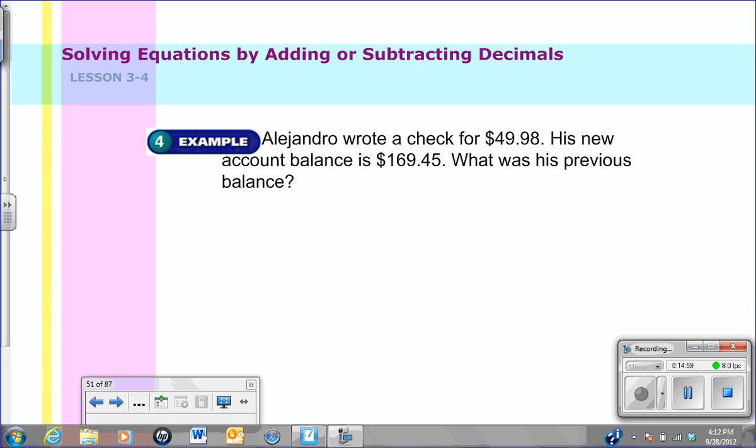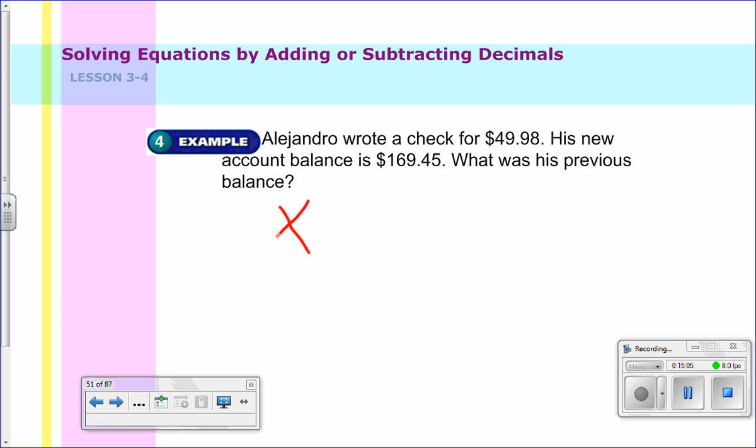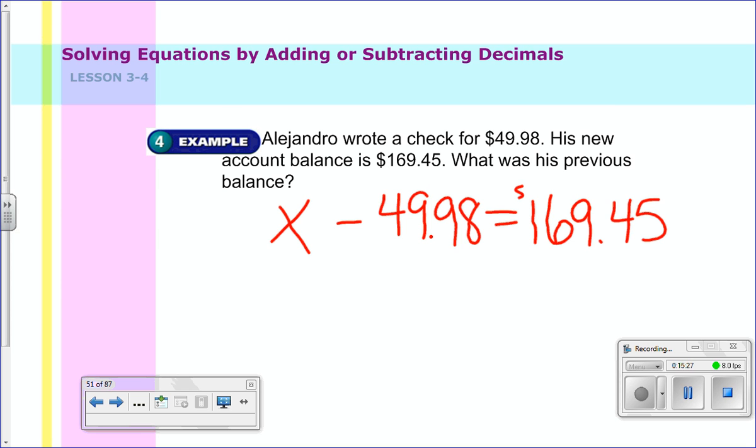All right, so let's check out what you got. Well, we know he had some money in his bank, but they don't tell us how much he had to begin with. So I'm going to write X. That was his original balance. And I know Alejandro decided to write out a check for $49.98. So he lost that money. He doesn't have that much anymore. So when you take out the $49.98 from the original, we know that he still had $169.45. All right, so now we have our equation set up.